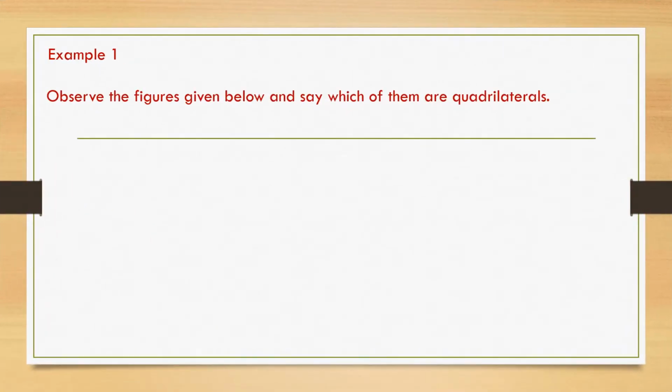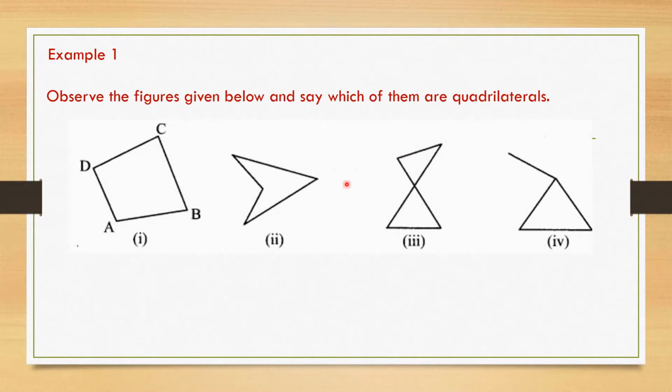Example 1. Observe the figures given below and say which of them are quadrilaterals. Figures are given and we have to check which one is a quadrilateral. Quadrilateral means a four-sided closed figure, and a quadrilateral has four sides, four angles and two diagonals.